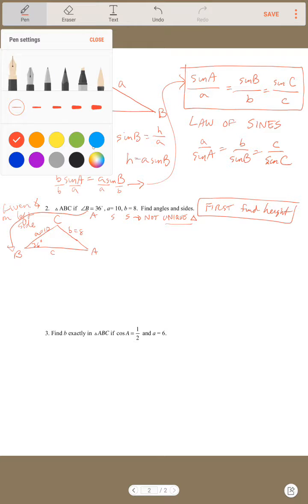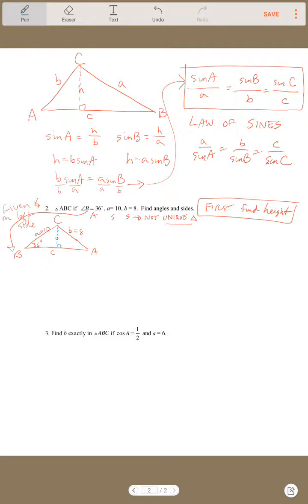To find the height, I'm going to drop a dotted line here. That's going to be our height. What we're accustomed to seeing is that with 36 degrees, we have opposite over hypotenuse. So sine of 36 is equal to h over the hypotenuse, being 10. That must mean that the height is equal to 10 sine 36 degrees.